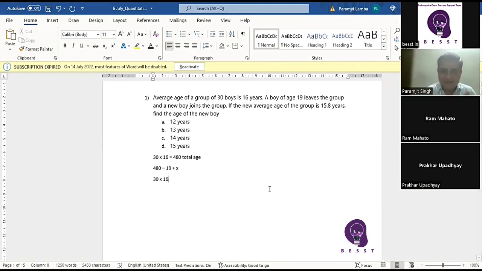So 30 boys whose average age is 16, minus 19 plus x, and the entire thing divided by 30, right? Because the number of boys is 30. The average age earlier was 16, so 30 into 16 was the total age. Now one boy of 19 has left the group and a new boy has joined whose age we don't know. So that expression has been captured in this bracket.